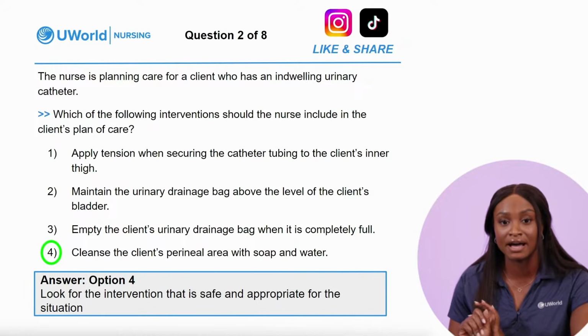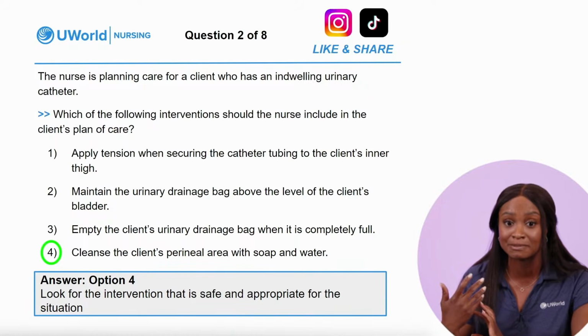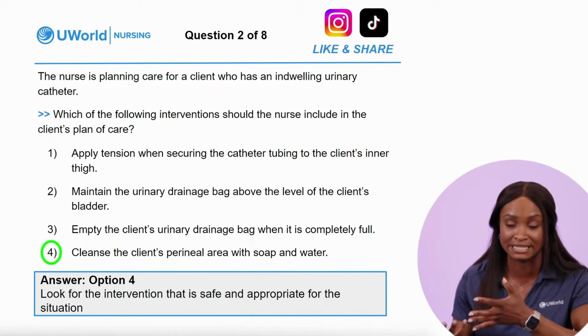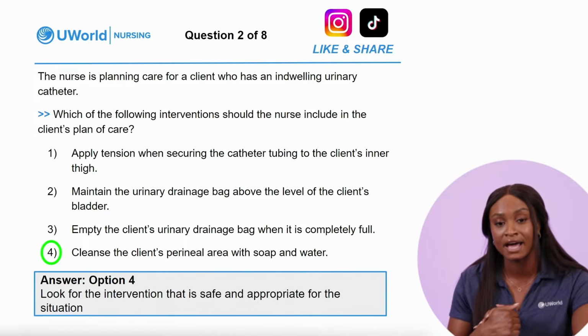Option 2 is incorrect because we never want to place the bag above the client's bladder. We want gravity to help us in this case, so we want to place it below the bladder so the flow can go downwards and away from the patient.